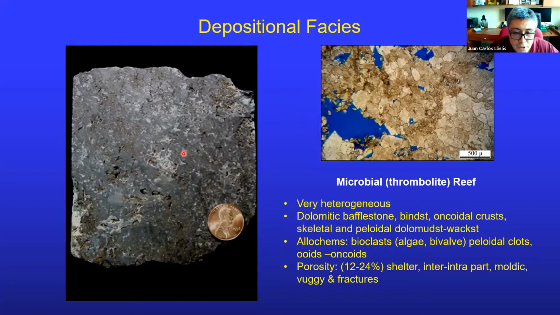Then we have these strange-looking rocks that define our microbial buildups. They are very heterogeneous, consisting of dolomitic bafflestones, bindstones, intervals of oncoidal crusts, and other types of rocks. It has a great variability in allochems, and the porosity is the highest of all the phases, between 12 and 24%, and is of various types, including shelter, inter and intraparticular, moldic, vuggy, like the pictures you see here, and also fractures.